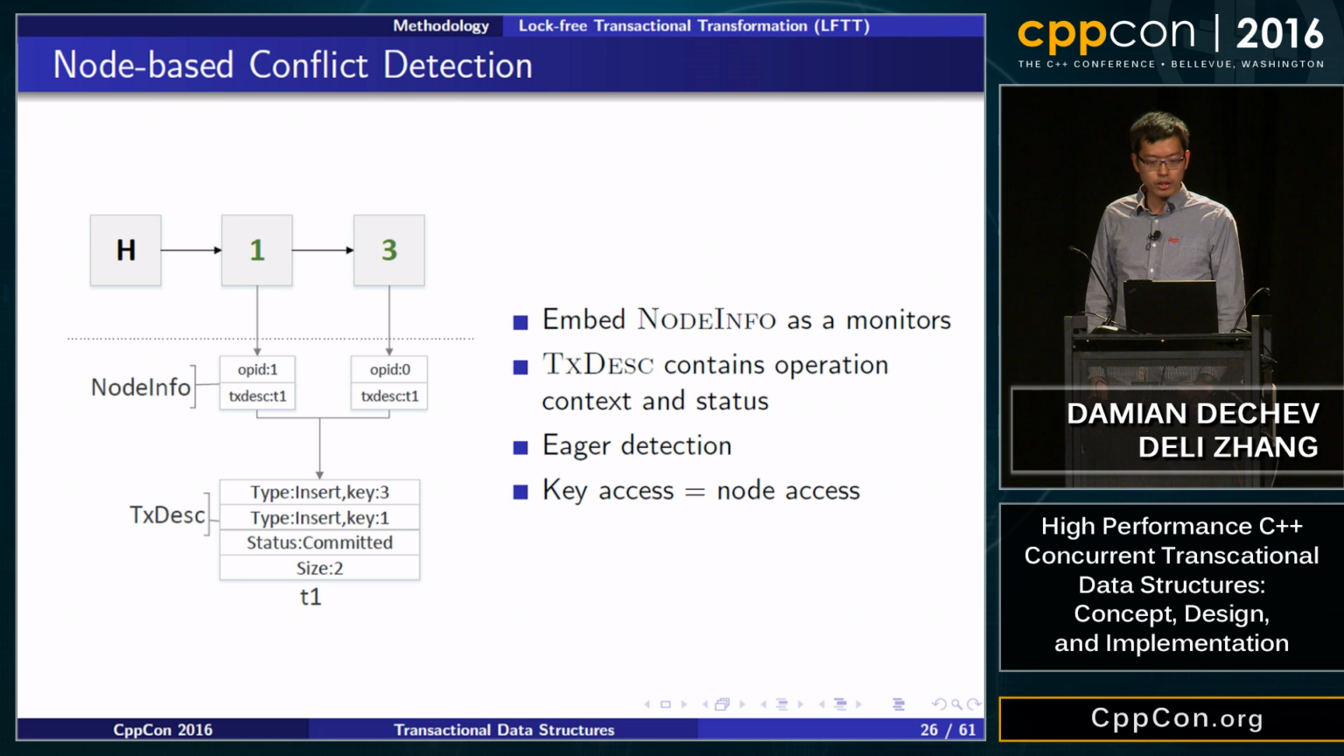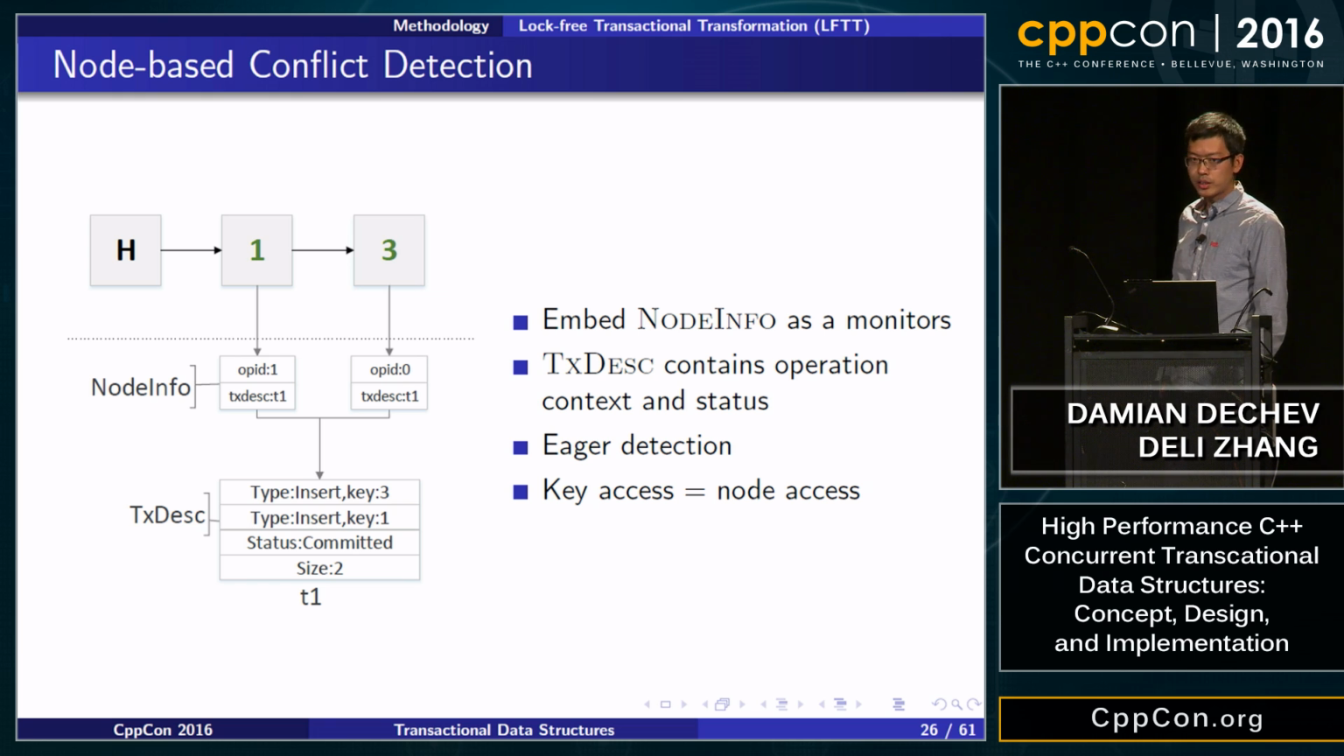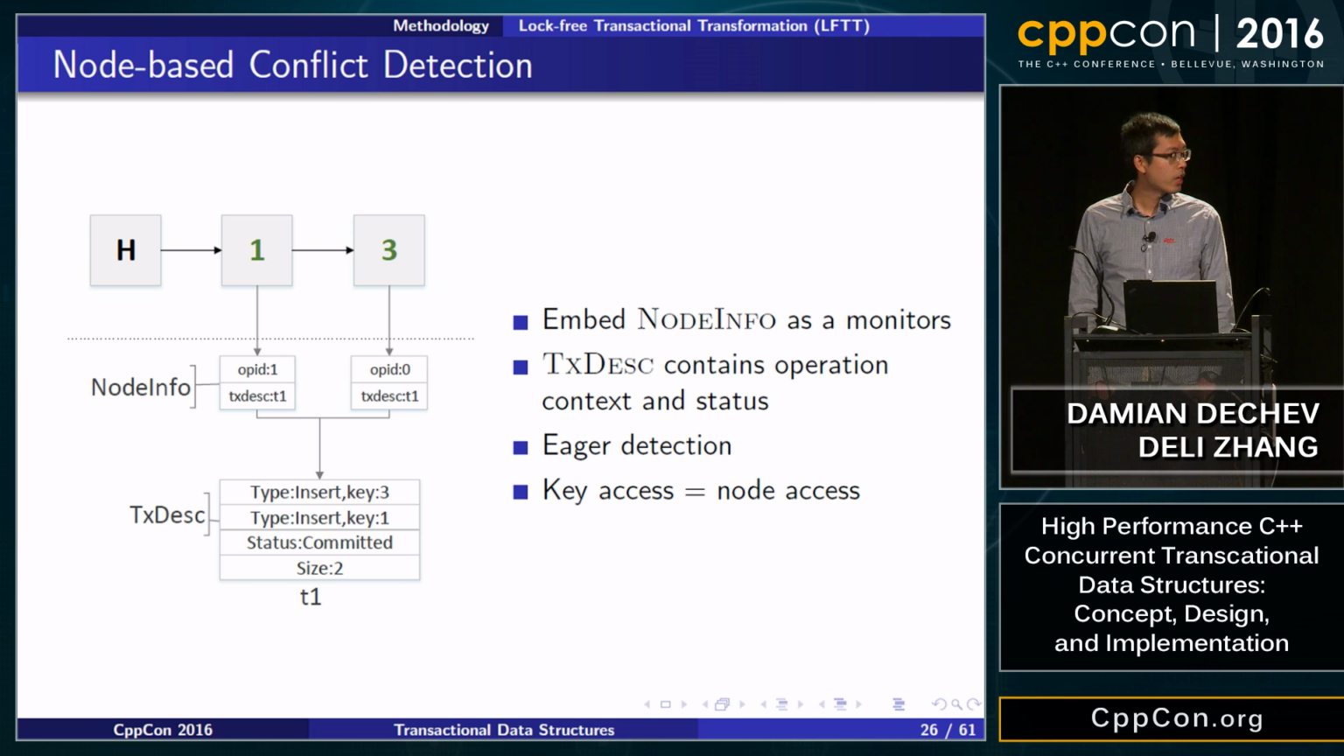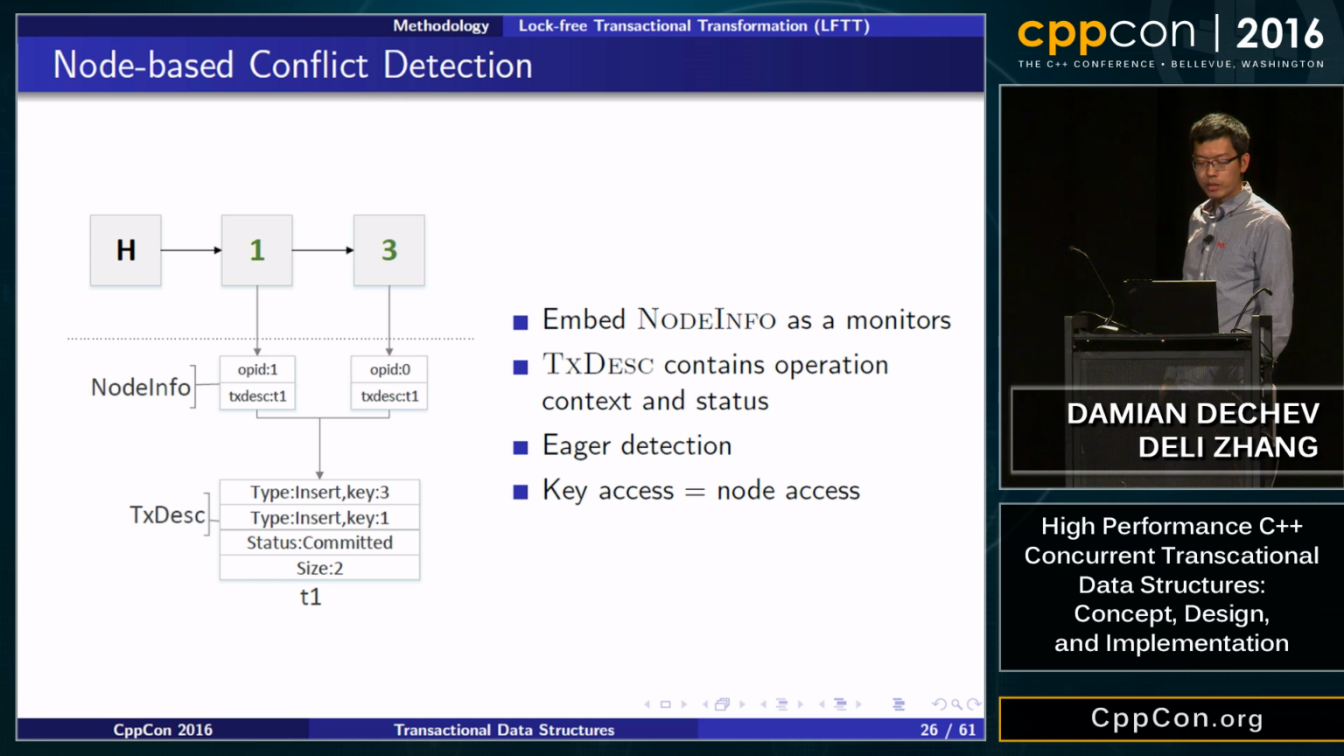The concept here is that whenever a thread tries to modify a node, it has to first read the node info structure, and hence the transaction descriptor, to make sure that the previous transaction is not active. This way, we prevent concurrent modification to the same node, which is equivalent to preventing non-commutative operations from executing on the same key in a set.